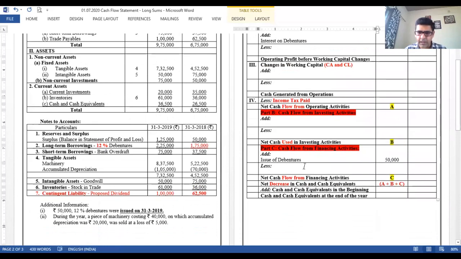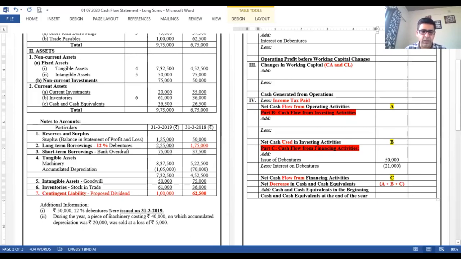21,000. And we know it has to be paid, right? So interest on debentures, the amount that has to be deducted, is 21,000. Okay, that's fine. So we are done with the first adjustment.